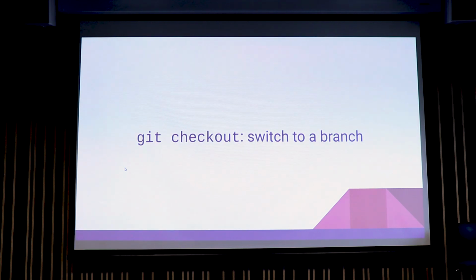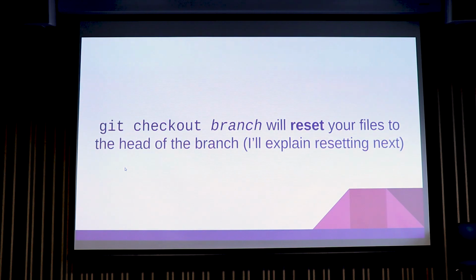So git checkout is when we want to switch to a branch. If we have made a bunch of branches, we're currently on master, and we want to check out the commit that corresponds to some other branch, you can use git checkout and type the name of the branch, and then your repository will update with the contents of that branch commit, okay? So it will reset your files to the head of the branch.